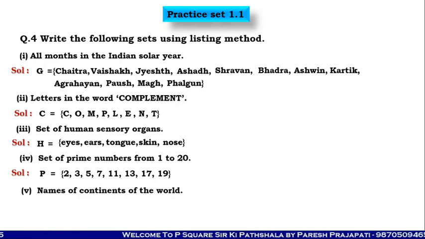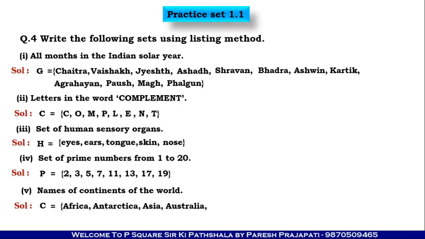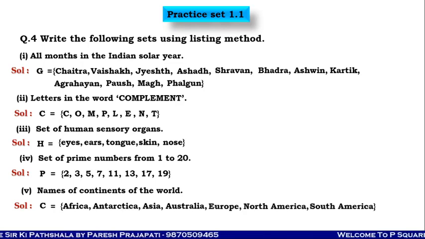Next one, names of continents of the world. You know that in geography also you have learned what the continents of the world are. Yes, there are 7 continents. Those are Africa, Antarctica, Asia, Australia, Europe, North America, and South America. So these are the sums based on the listing method or roster form. You have to follow the rules while writing in the listing method, and you have to do the practice.